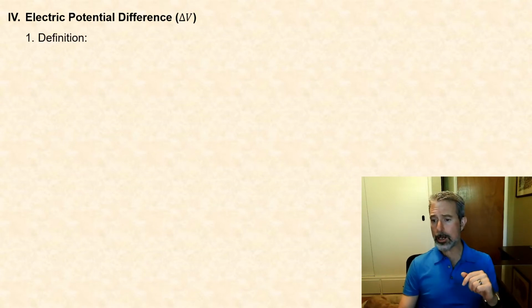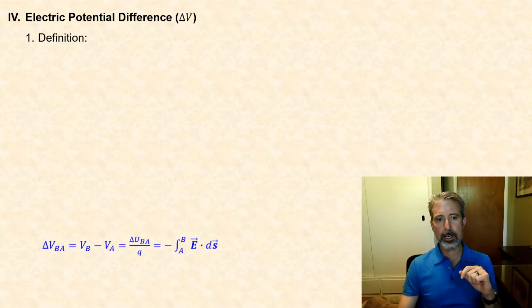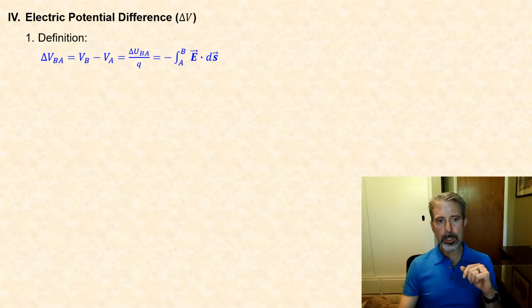So, this is a new quantity. It has a definition, and by definition, it is similar but not identical to what we just described in the previous slide. That is the difference in electric potential energy. The difference in electric potential between 2 points in space, point A and point B, that is going to be the electric potential at point B minus the electric potential at point A, is nothing more than the potential energy difference between those 2 points divided through by the charge.